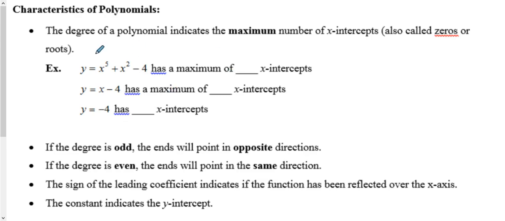Taking a look at the degree of the polynomial is going to indicate the maximum number of x-intercepts or zeros, right? So here, if my largest degree is 5, it's going to have a maximum of 5 x-intercepts. Degree 1 here, so I'll have a max of 1 x-intercept. And of course here, if it's just a number, we're not going to have any x-intercepts. You'll have 0 x-intercepts there.